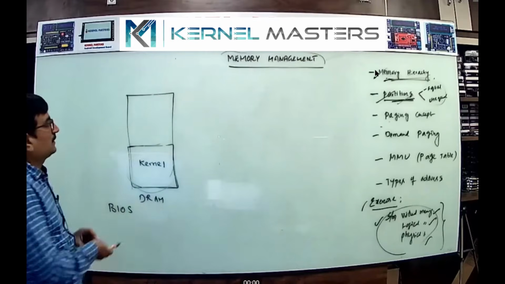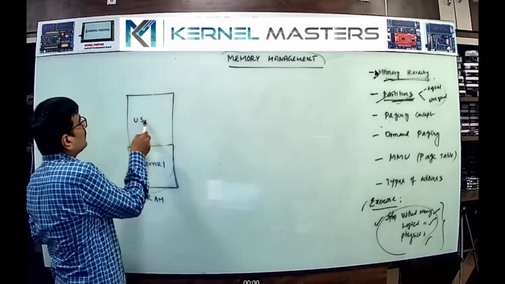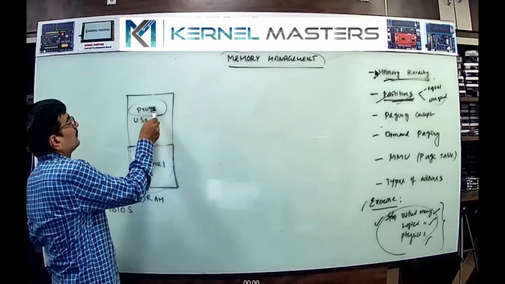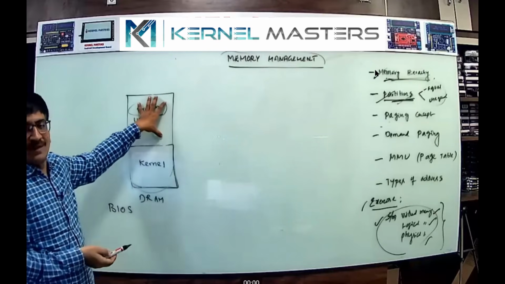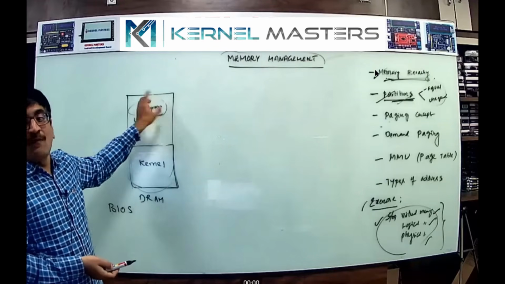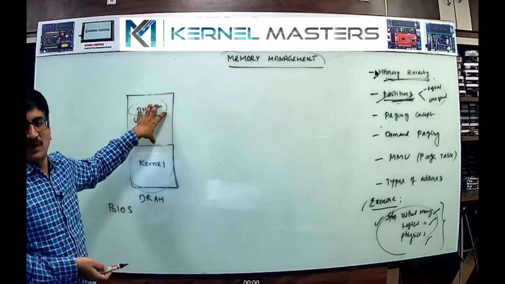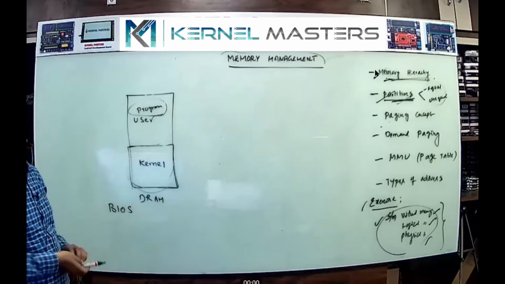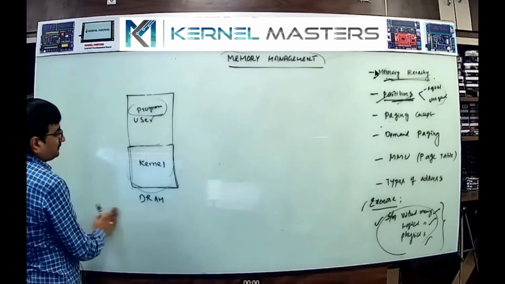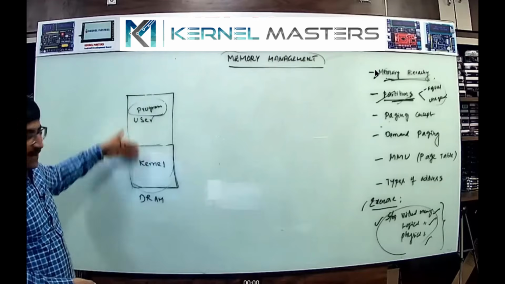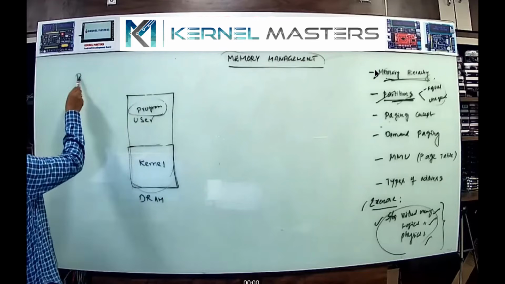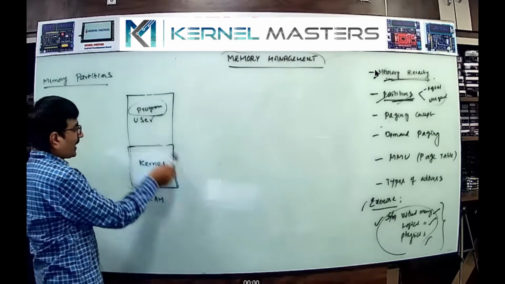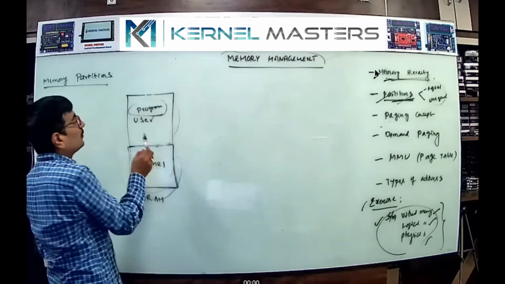In user mode, the user can run some programs. How many programs can run depends on the availability of the RAM. When the RAM is full, the user cannot run more. So there is a different concept: the memory is divided into partitions. The first partition is the kernel, and the second partition is for user mode programs.